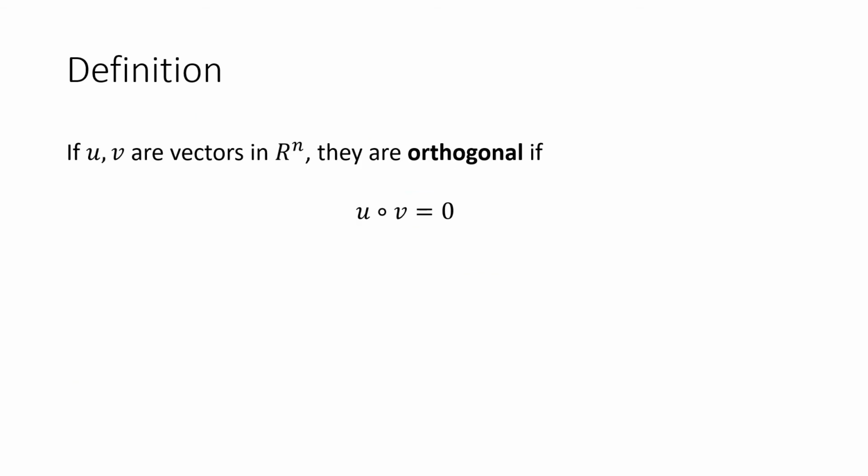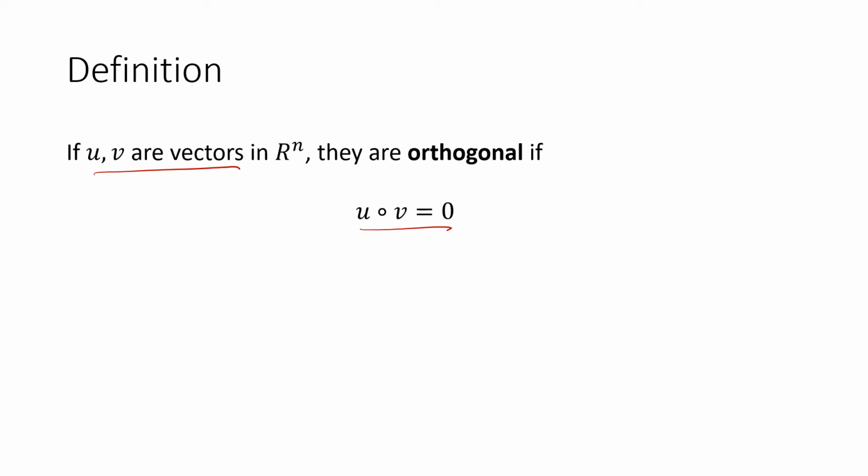In fact, this gives us a whole definition. If we have two vectors, we say that those vectors are orthogonal if their dot product is 0. The geometrical interpretation of this is the dot product equals 0 if and only if two vectors are perpendicular.